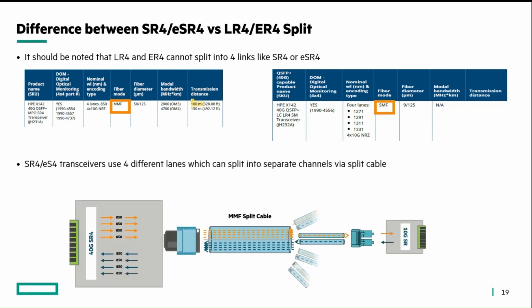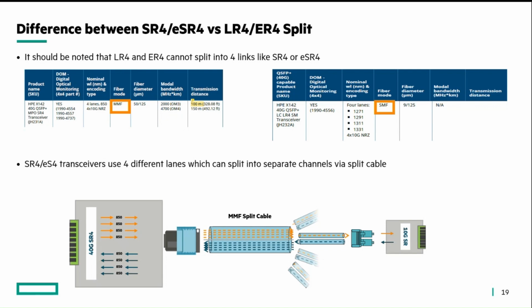SR4 and ESR4 actually use different lanes of fibers, or different optical fibers, to transmit the data. Each of those is at 850 nanometers and traveling independently. So when you are using a split cable, you can split it into different channels and take it to the other end on your 10 gig SR. That's how you can break it out into 4 splits of smaller speed.